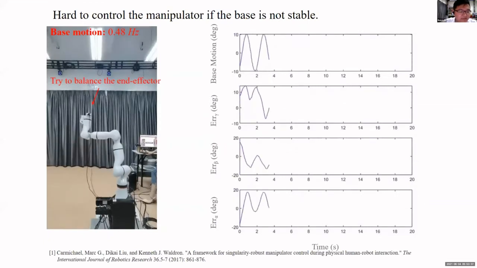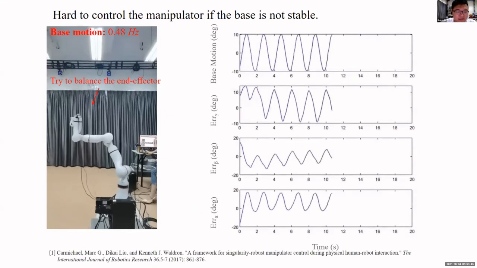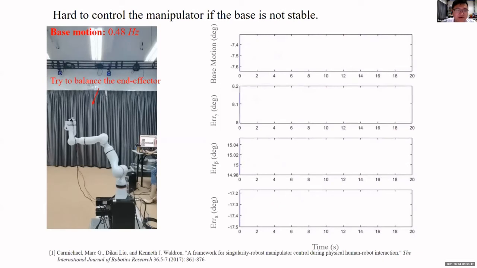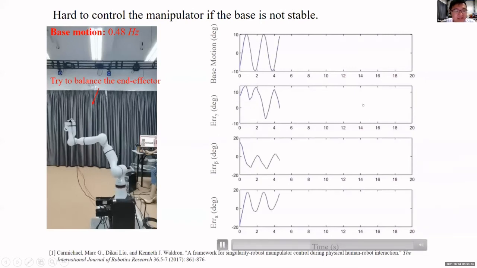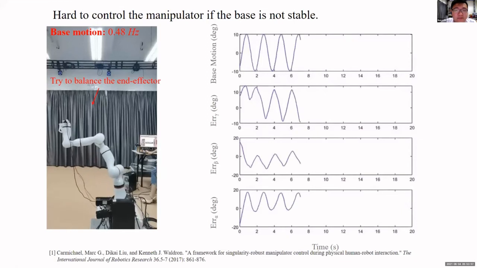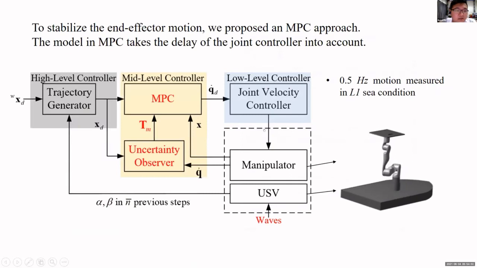But if we increase the frequency of the base motion to about 0.48 Hertz, we can see that it will be very hard to control the motion of the Manipulator. Recently, more and more research shows that MPC has a good tracking performance. So to stabilize the end effector motion, we proposed an MPC controller.